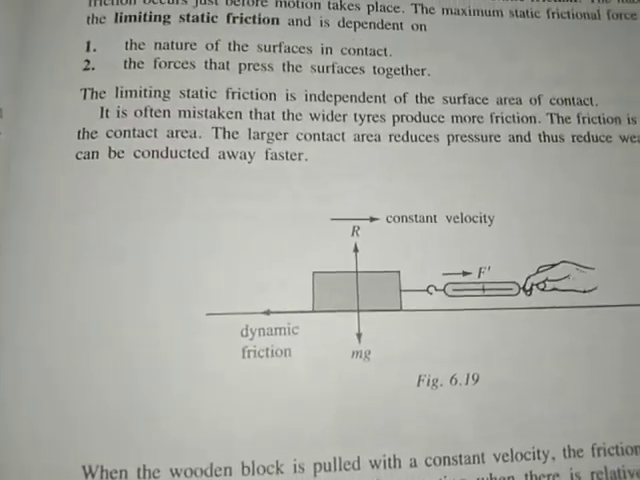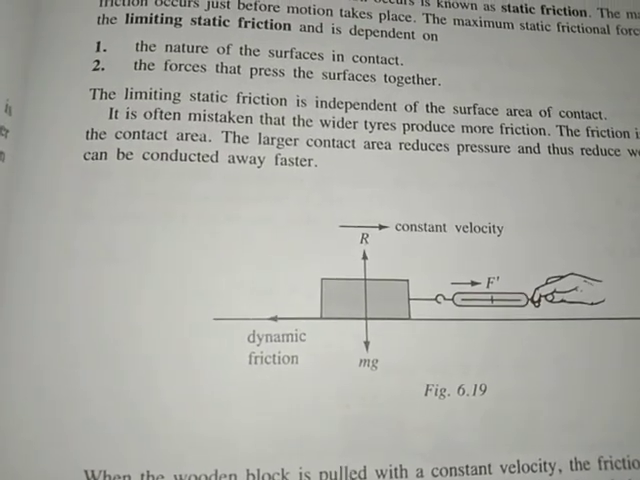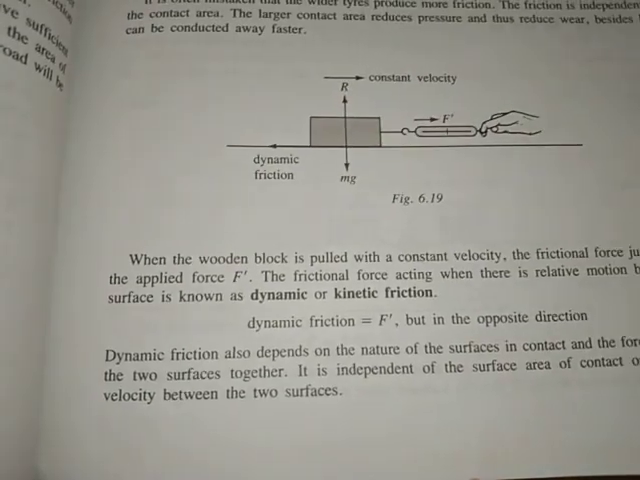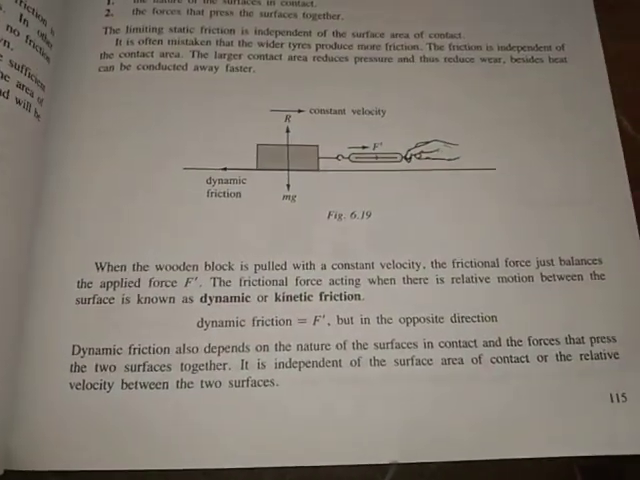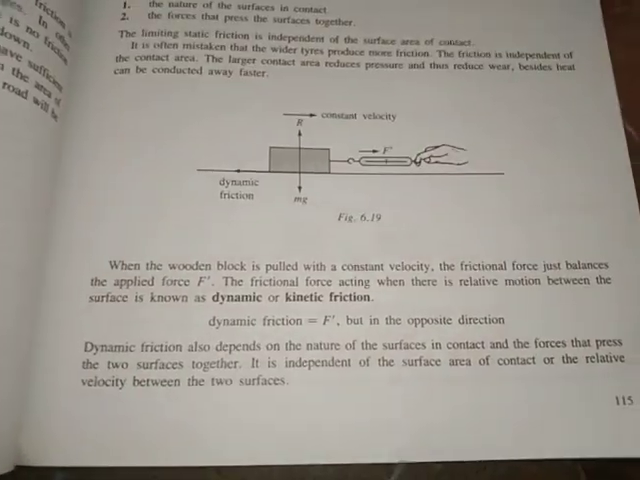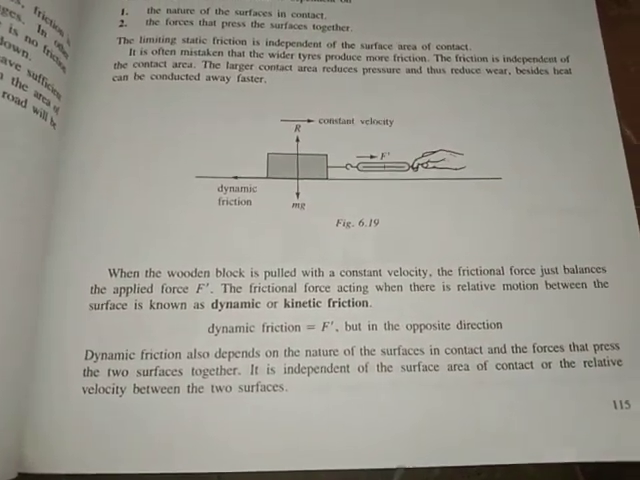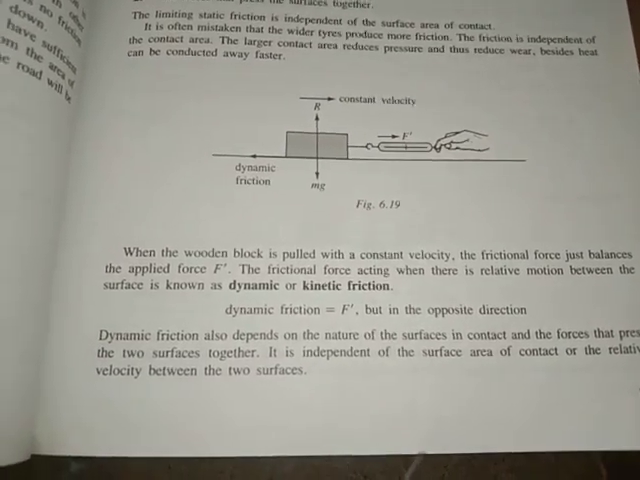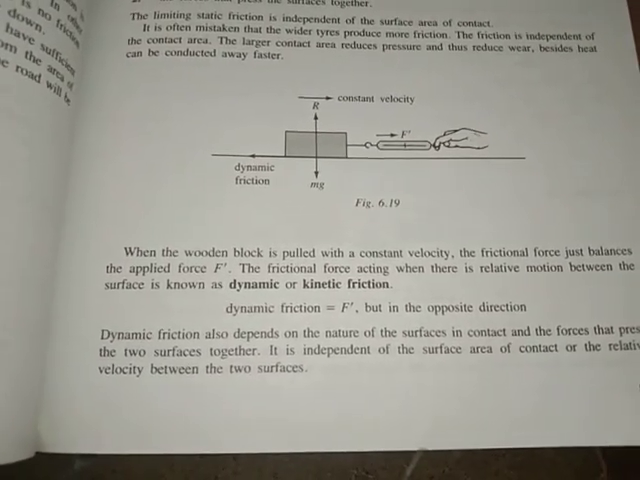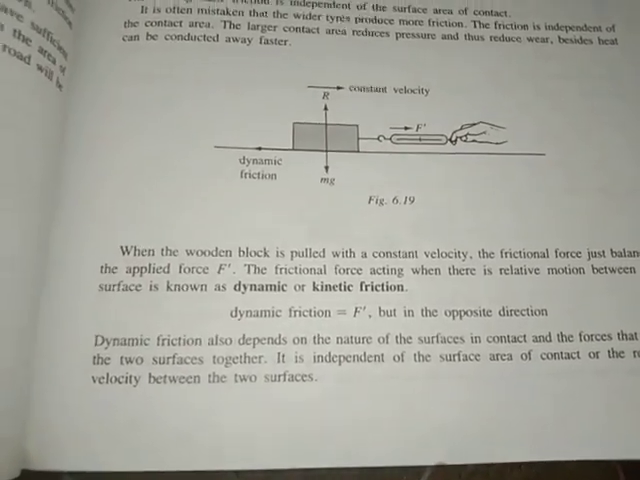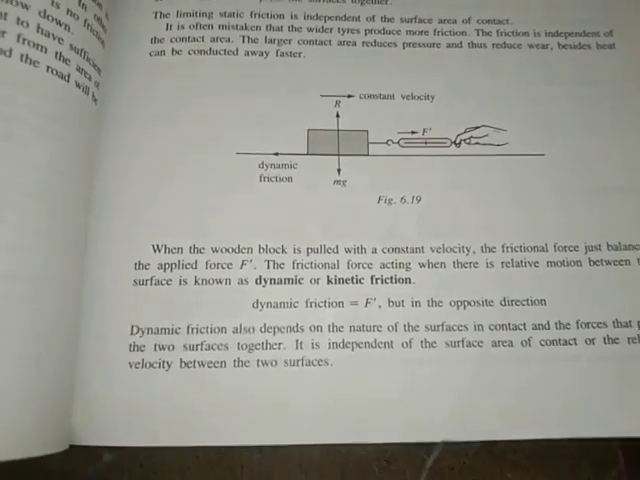Figure 6.19, constant velocity, dynamic friction, force is applied to the object. When the wooden block is pulled with constant velocity, the friction force just balances the applied force F. The frictional force acting when there is relative motion between the surfaces is known as dynamic or kinetic friction. Dynamic friction is equal to F, but in the opposite direction.